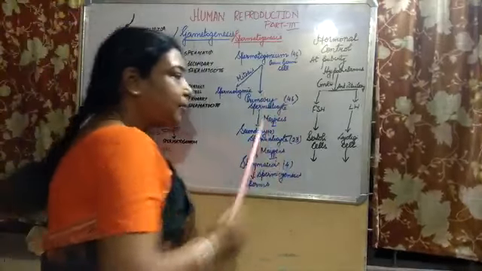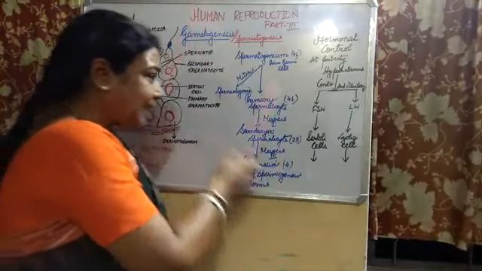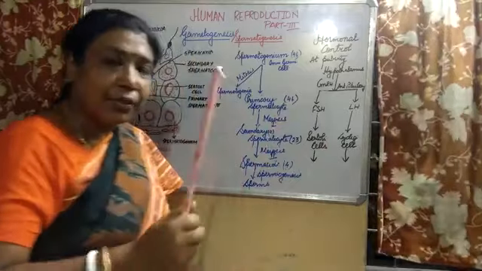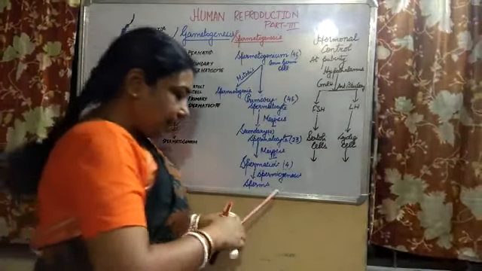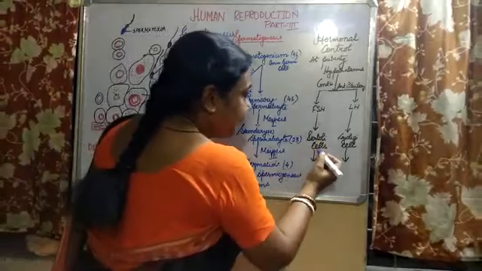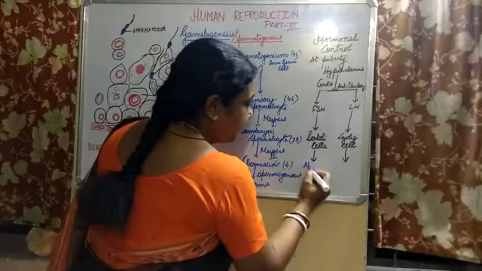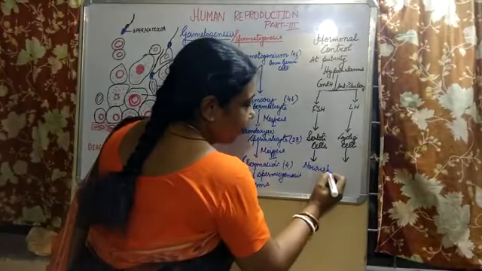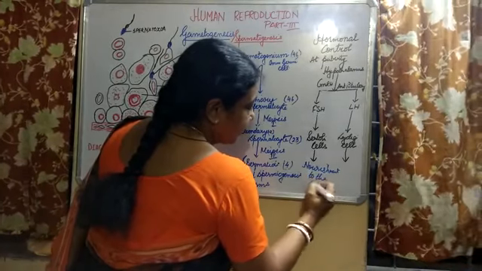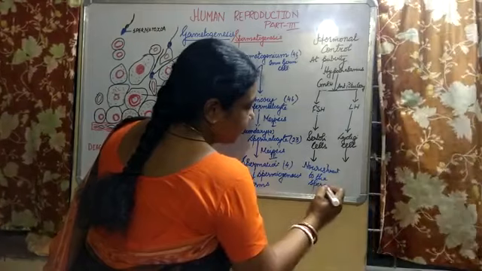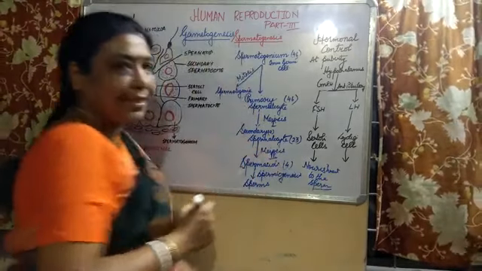This follicle stimulating hormone will be acting on the Sertoli cells. And ultimately what will it be doing? This Sertoli cell will be providing nourishment. What? Nourishment to the sperms, or to the spermatogonium, whatever it is.